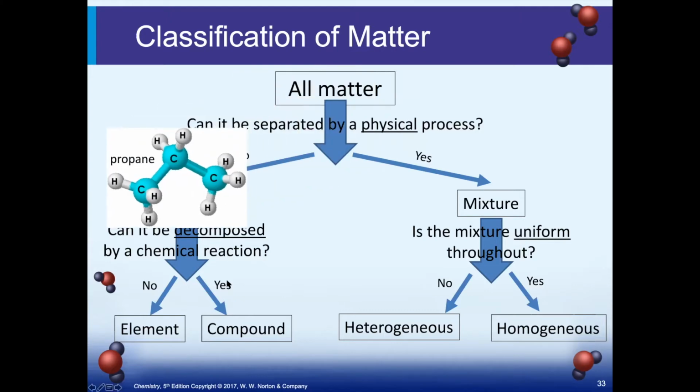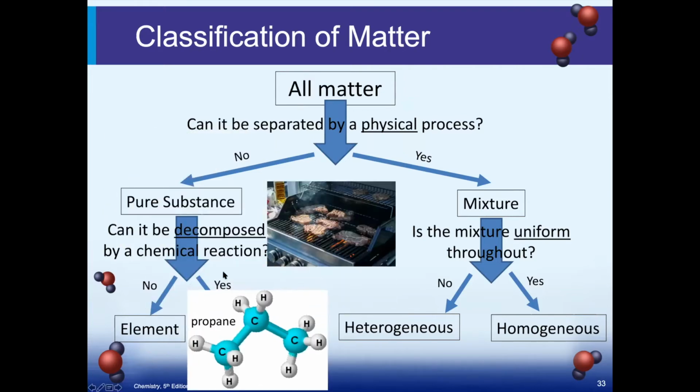But then we could ask the next question: can I break propane down into simpler material by some sort of chemical process? As I mentioned earlier, we use propane in combustion, so I can burn propane. That's going to break it down into its elemental constituents. So it is a compound. The other way to think about that is it's got more than one element in it. It's got carbon in it, and it's got hydrogen in it. So that's another way to distinguish compounds from elements. Gold only had one type of atom in it, gold atoms. Propane has different types of atoms in it, hydrogen atoms and carbon atoms.